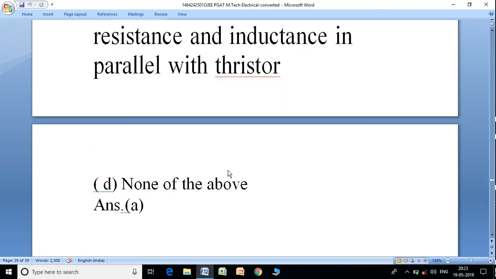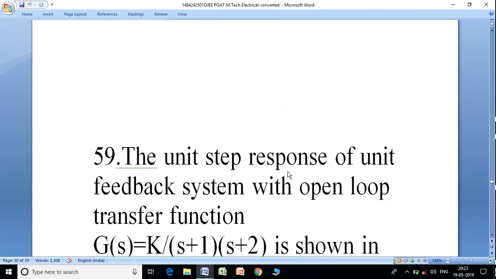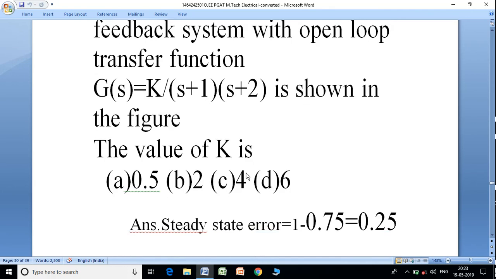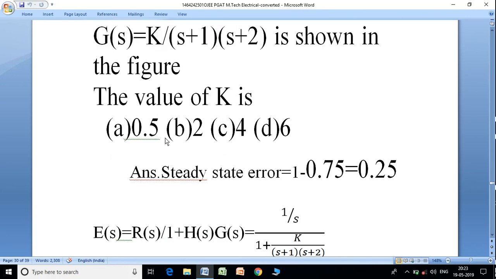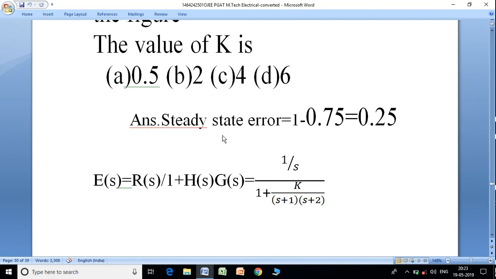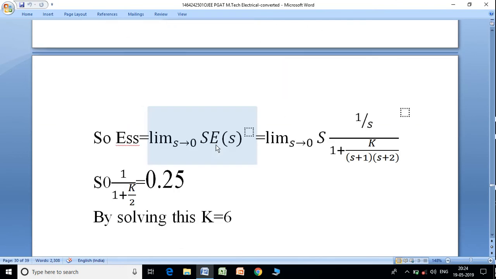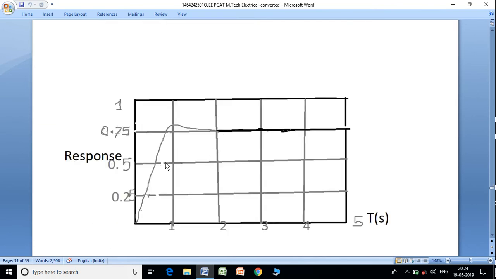So next question. The unity step response of a unity feedback system with open loop transfer function is shown in the figure. The value of K is? This is a somewhat tough question. So for the steady state error, we should see the figure first. This is the figure. So this is the response and this is the time axis.